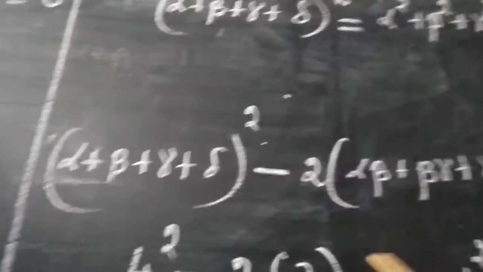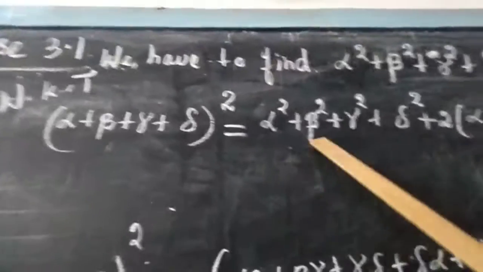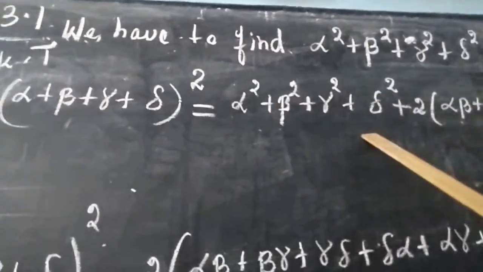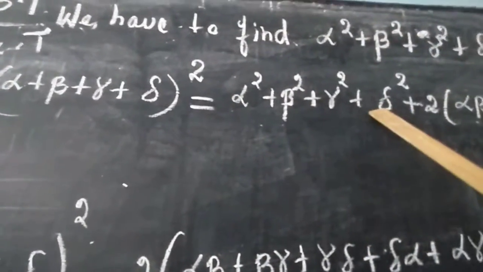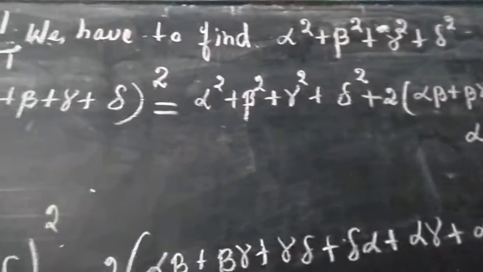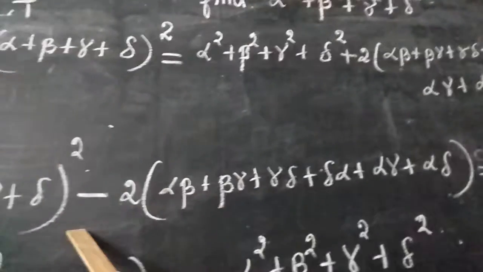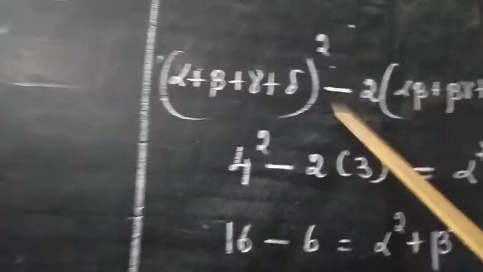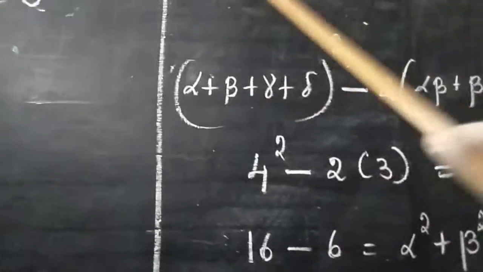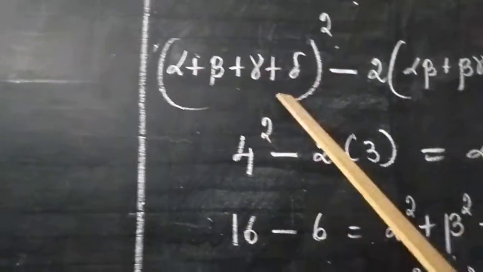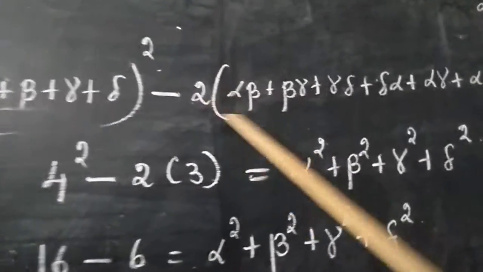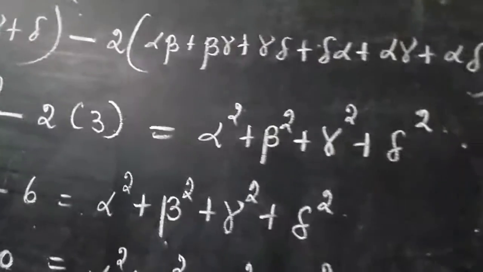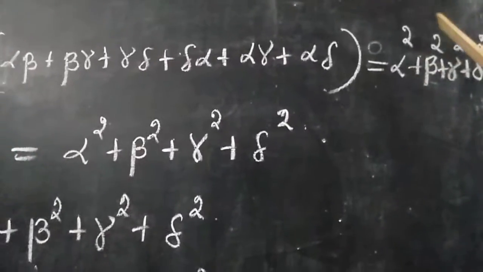Now we have to find out this alpha square plus beta square plus gamma square plus delta square, that is the thing we actually need. So we can keep this one on the right hand side and transfer this whole term to the left hand side, so it will become minus. We get the left hand side term minus, and when this one is transferred to this side, it becomes minus 2 into this whole term, is equal to alpha square plus beta square plus gamma square plus delta square.